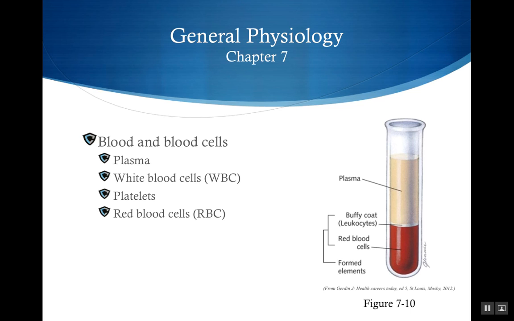The platelets, or the thrombocytes, are made in the bone marrow, and again, as we discussed previously, have a major role in blood clotting. The red blood cells, or erythrocytes, are also produced in the bone marrow, and they contain hemoglobin, which plays a major role in the transport of oxygen.